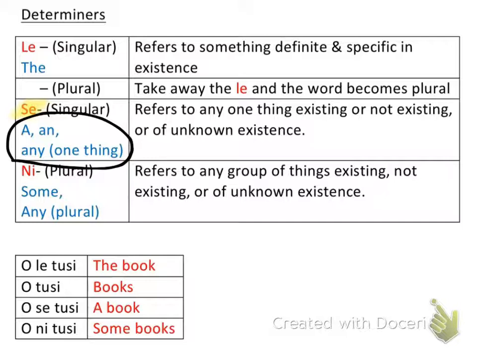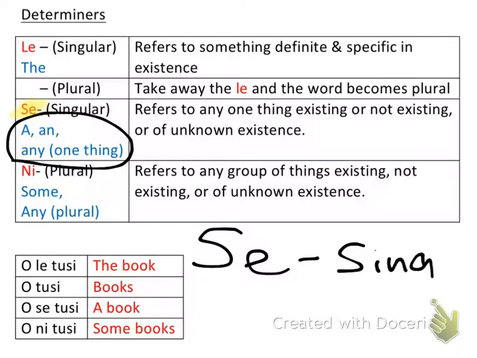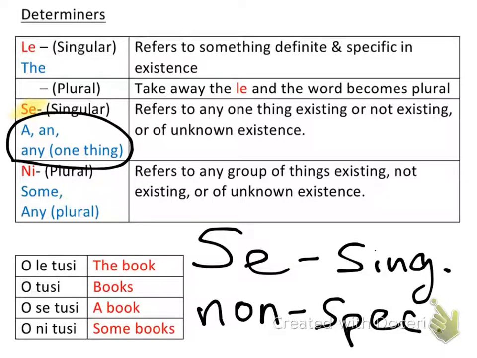It refers to any one thing existing or not existing or of unknown existence. So sometimes you can be referring to some things that don't exist. And so the way that I want you to remember "sì" is that it's singular, okay, singular, and it's non-specific. So in this example right here, I have "ọ̀tẹ̀ sì". I'm talking about a single amount of books, and I'm talking about a non-specific book.